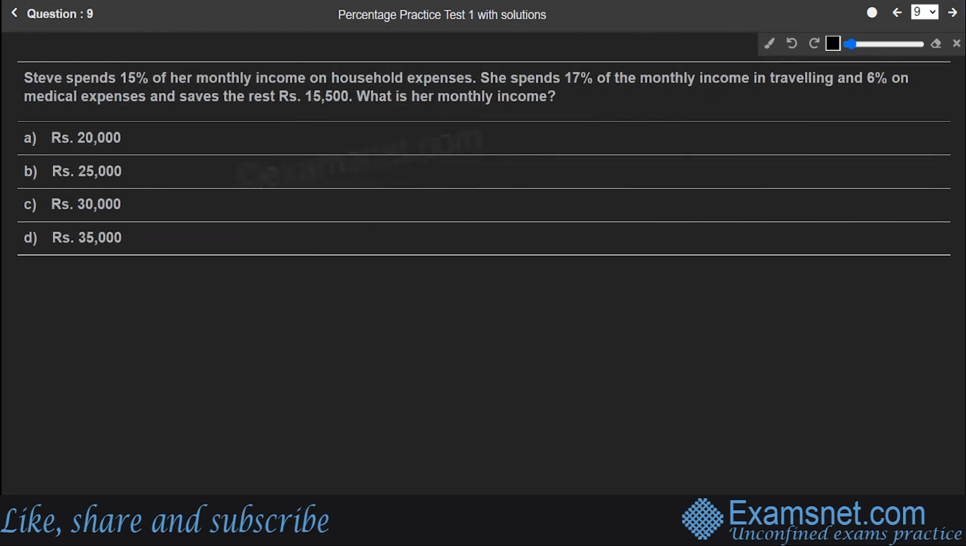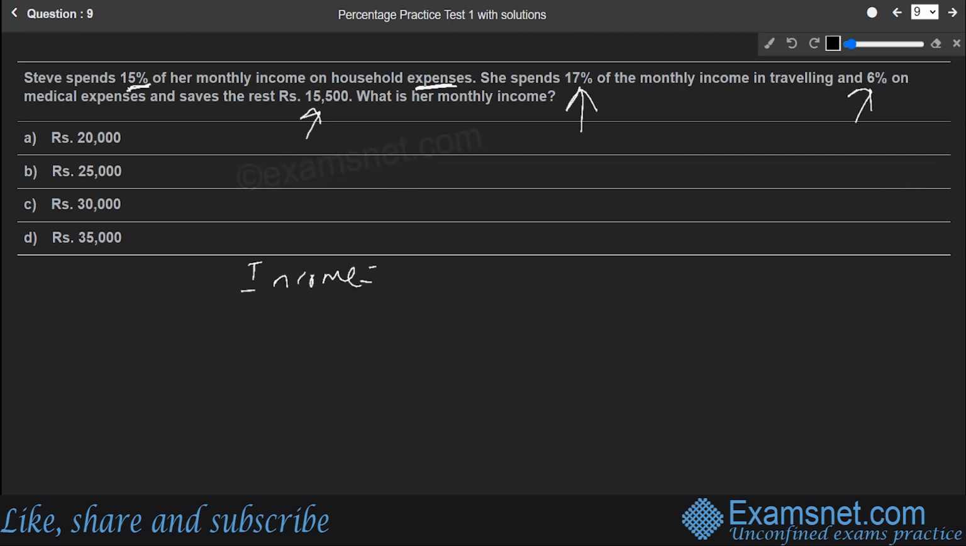Next, Steve spends 15% of her monthly income on household expenses. She spends 17% of the monthly income on traveling and 6% on medical expenses, and then saves the rest, 15,500. What is her monthly income? Clearly, the income can be calculated by different categories.